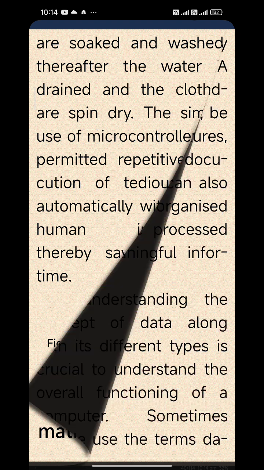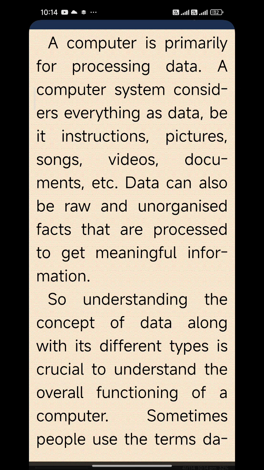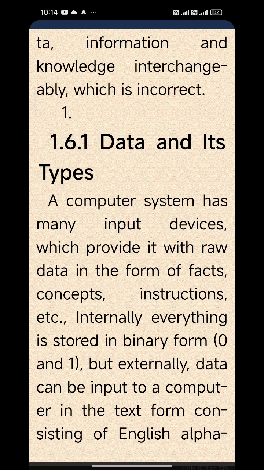1.6 Data and information. A computer is primarily for processing data. A computer system considers everything as data, be it instructions, pictures, songs, videos, documents, etc. Data can also be raw and unorganized facts that are processed to get meaningful information. So, understanding the concept of data along with its different types is crucial to understand the overall functioning of a computer. Sometimes people use the terms data, information and knowledge interchangeably, which is incorrect.